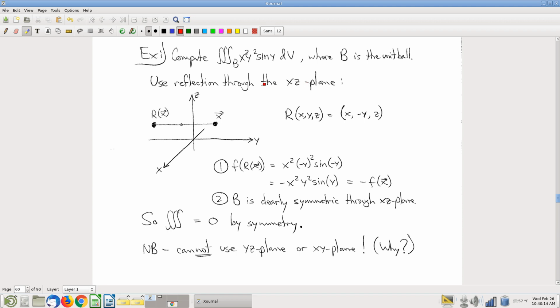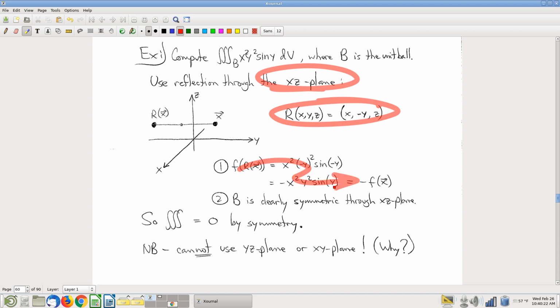You've got to give me what plane you are claiming symmetry through. What is the formula for the reflection through that plane? I want to see the complete argument that the function has odd symmetry. I want to see a valid assertion, you don't have to justify it, but a valid assertion that the domain is symmetric. And then, declare victory.